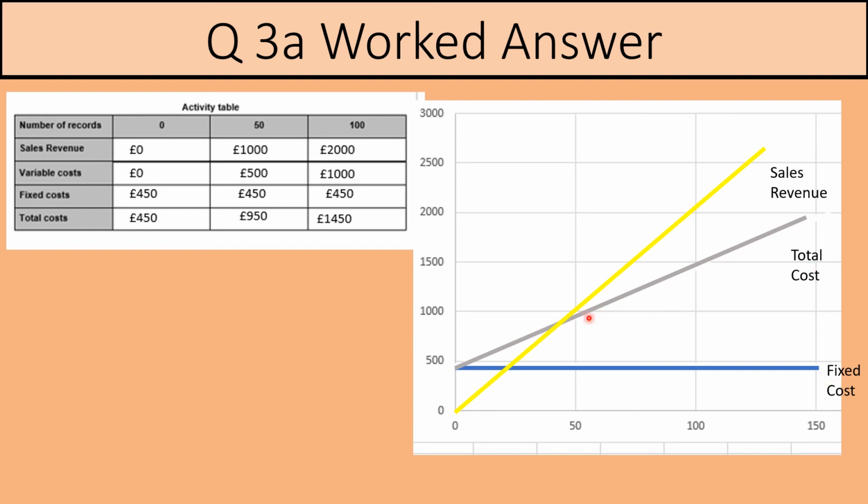I'm going to get 1 more mark by identifying my break-even point where my sales revenue line crosses my total cost line. I have it here, and then I'm going to identify my area of profit and my area of loss. 1 mark each, please.